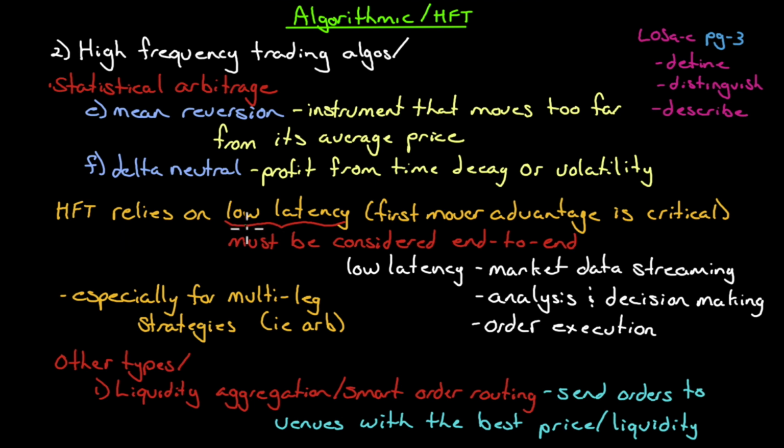High-frequency trading relies on low latency, and we don't measure latency in seconds. You measure it in milliseconds, 100 milliseconds, 50 milliseconds. First mover advantage is critical, and latency must be considered end-to-end. Market data streaming: how fast do you get the data? How fast does your computer get the data? How fast can it analyze and make decisions? And how fast can it execute orders?